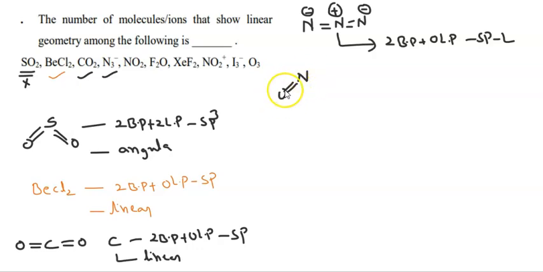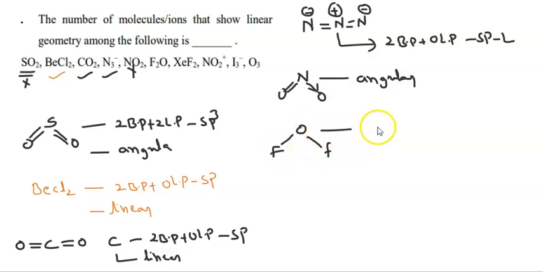So sp hybridization, and here it will be linear, which is the correct answer. NO2, N double bond O, and the 2 bonds towards the nitrogen, and this one is in angular shape with the sp2 hybridization, which is also a wrong answer for the linear geometry. F2O, O single bond F, single bond F. So oxygen is having 2 bond pairs. Out of the 6 valence electrons, 2 are involved in bonding, 4 left. That's why it is having 2 lone pairs. sp3 hybridization, angular, which is also not a correct answer for the given question.